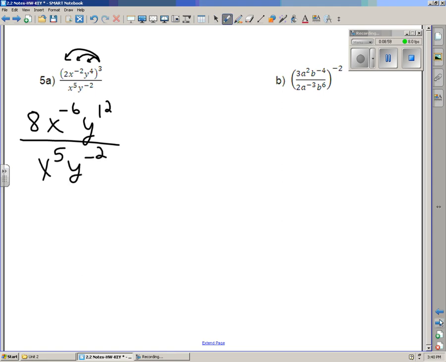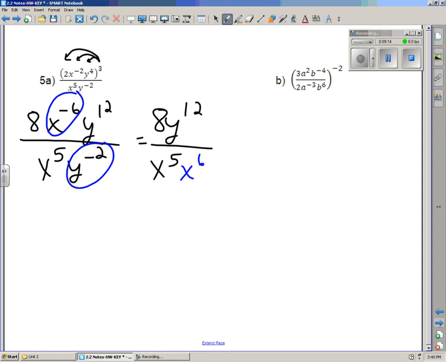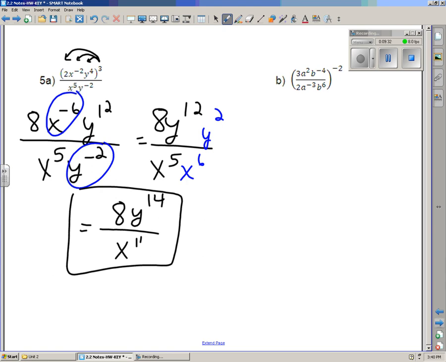And now you go back to the old stuff. Circle the things that have negative exponents. That's all that moves. 8y^12 doesn't go anywhere. x^5 doesn't go anywhere. The x to the -6 flips to the bottom, out the negative exponent. Y to the -2 goes up top. Actually, the only y's are on top, and you total those out for 14, and you total out the x's on the bottom for 11. So there's your final answer, 8y^14 over x^11.